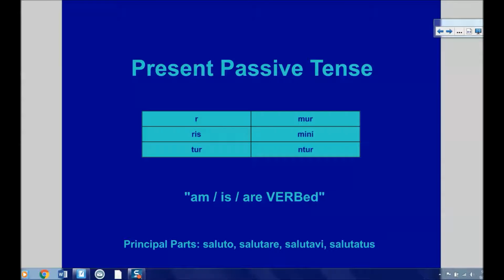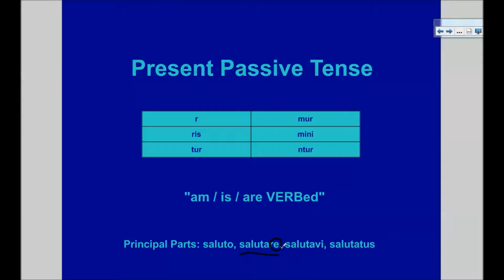Looking at our endings, they are definitely different than our active voice endings. We've got -r, -ris, -tur, -mur, -mini, -ntur. Okay, so when dealing with the present passive, the way we're going to create it, you're going to take the infinitive right here, and you're going to take off the -re. All right, so you can see the pattern here.